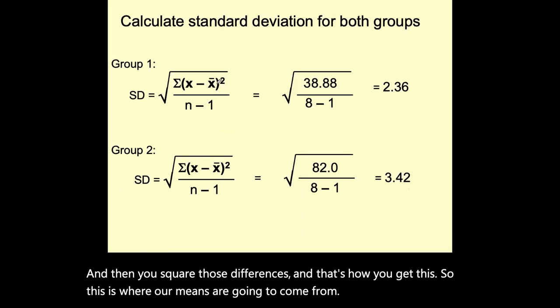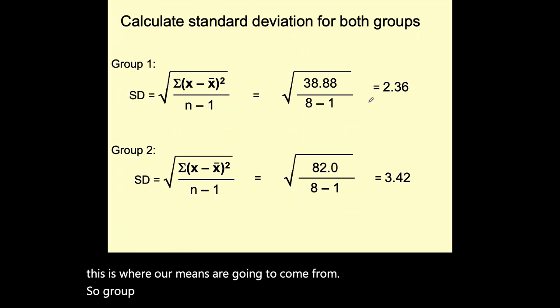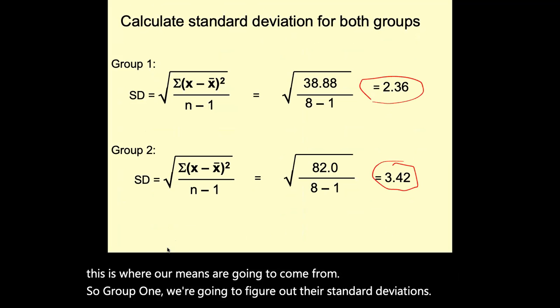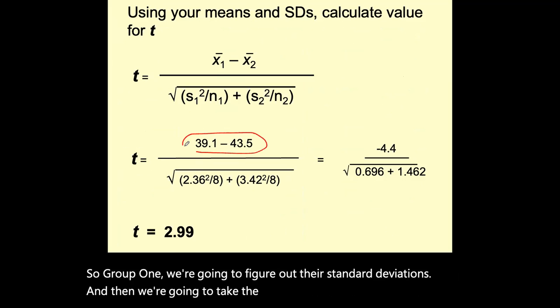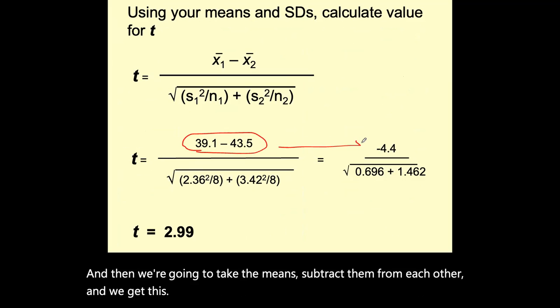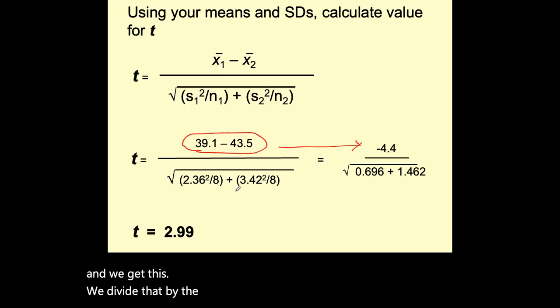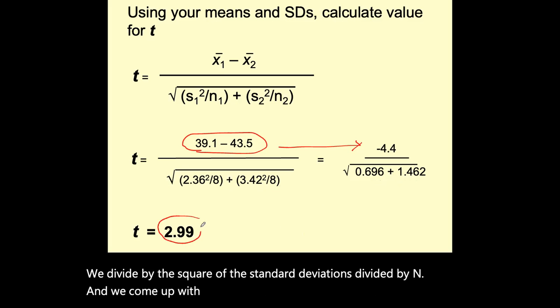Okay, so for group 1, we're going to figure out their standard deviations. And then we're going to take the means, subtract them from each other, and we get this. We divide that by the square root of the standard deviations divided by n. And we come up with a t statistic of 2.9, okay?